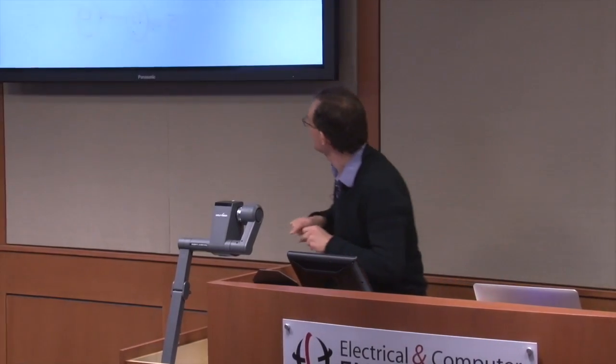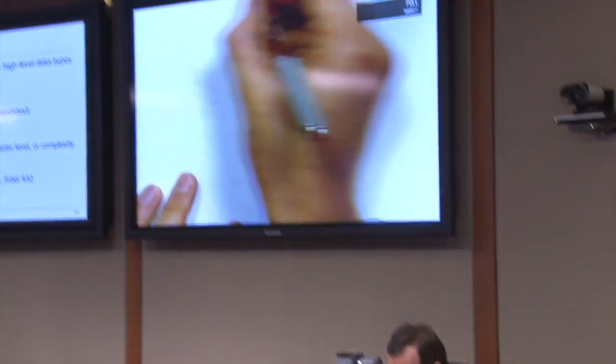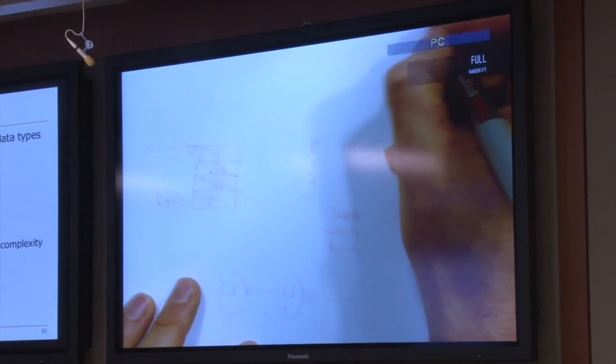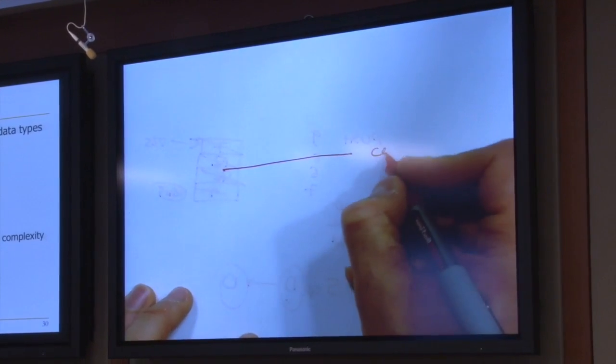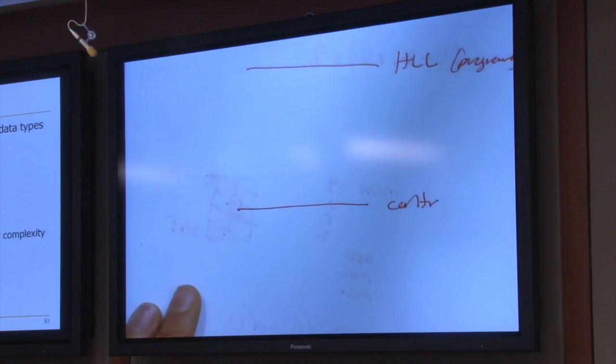I guess do the right display. So you have a high-level language over here, or program, let's say. And then you have, at the bottom, control signals. And you cannot see it. There you go. Now you have it.